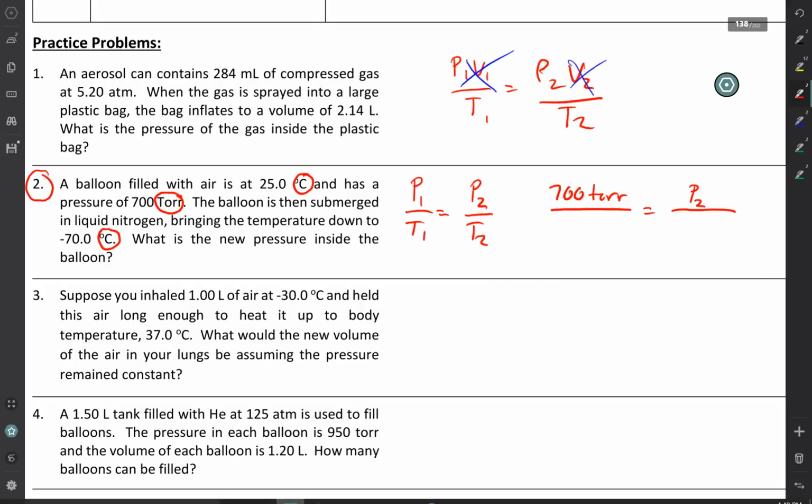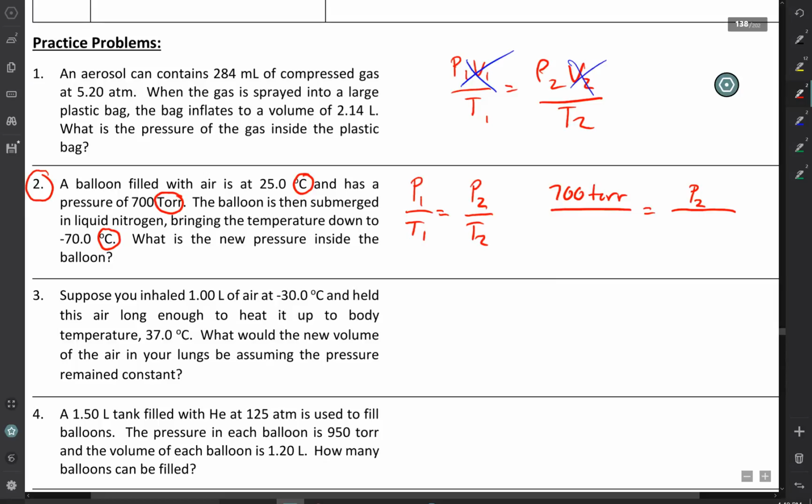But before I do that, what has to happen? Yeah, I cannot leave it in Celsius. I've got a negative temperature here. Even if this was positive 70 degrees, it wouldn't matter. I still need to convert into Kelvin. So the temperature in Kelvin is equal to 273 plus the temperature in Celsius.